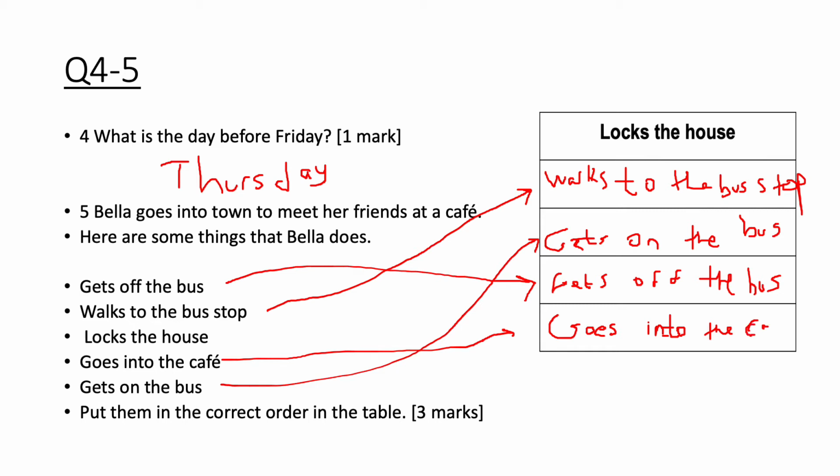I can barely write today, guys. I apologize. Okay, so that is question number 5. So locks the house, walks to the bus stop, gets on the bus, gets off the bus, and then goes into a cafe.